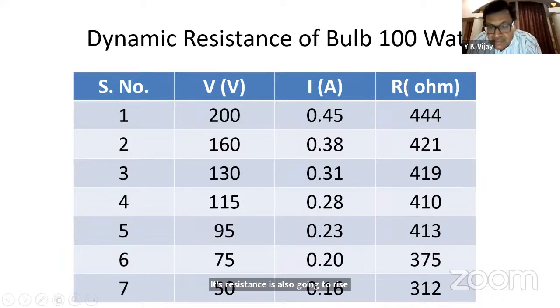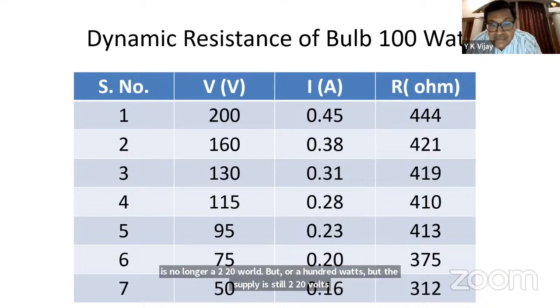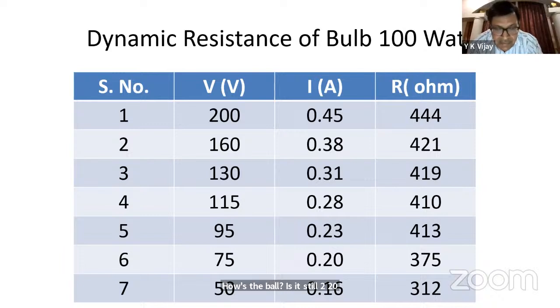Now, the rating: if I were to measure the voltage and the power, nothing seems to be constant, isn't it? It is no longer a 220-volt, 100-watt bulb, but the supply is still 220 volts. Is the power emitted by the bulb again 100 watts because its resistance has changed? How do I know what is happening now?